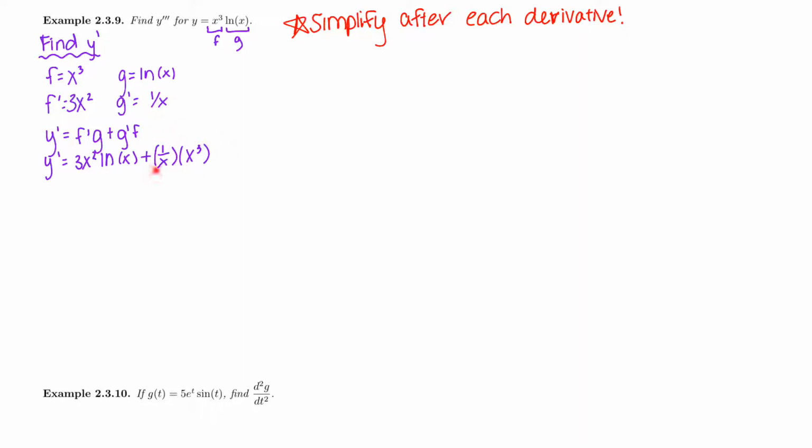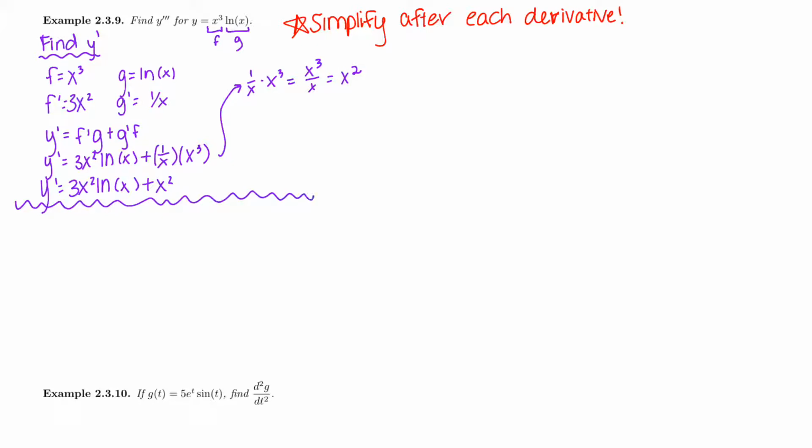For instance, you might think you need to use quotient and product rule here. However, 1 over x times x cubed is the same thing as x cubed over x, which is just x squared. So y prime is really 3x squared ln x, which can't be simplified, plus x squared. So don't make things harder on yourself than you need to.